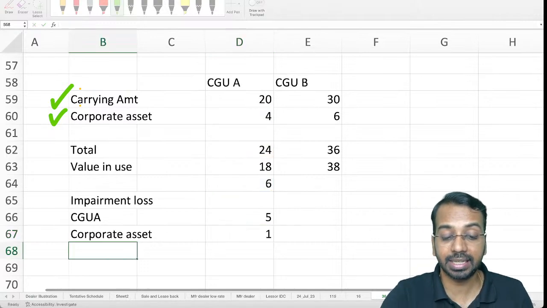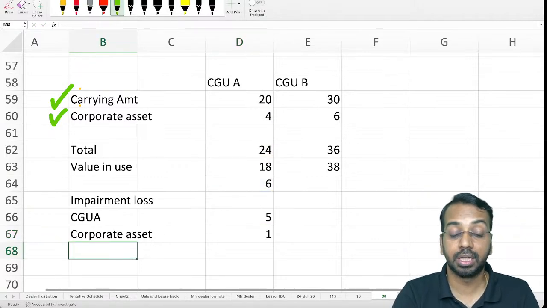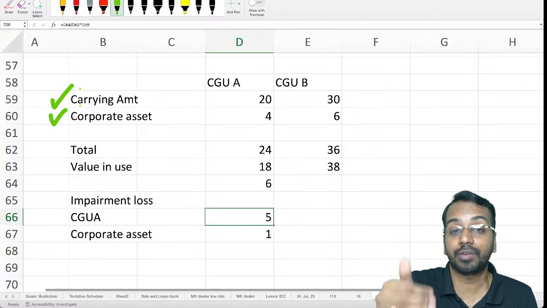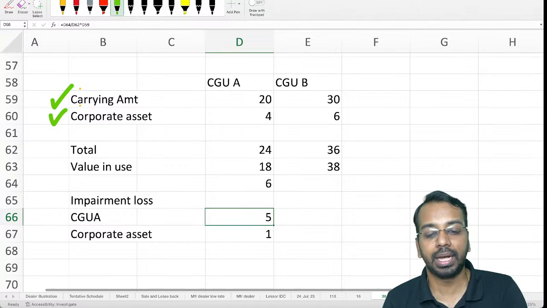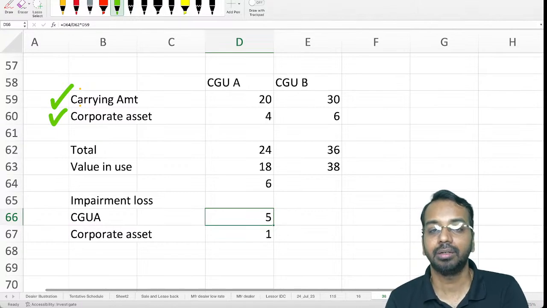Now, even within CGU A, this 5 of loss, you will look at the carrying amount of each of those assets, and in that proportion or in that ratio you will allocate the impairment loss.